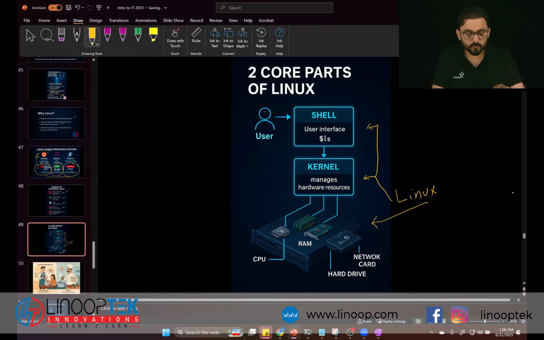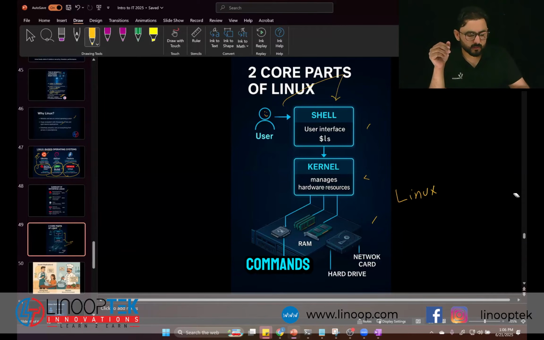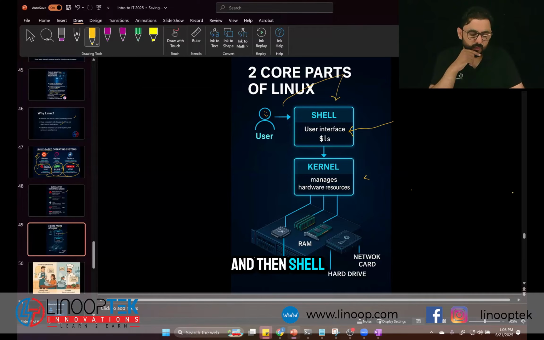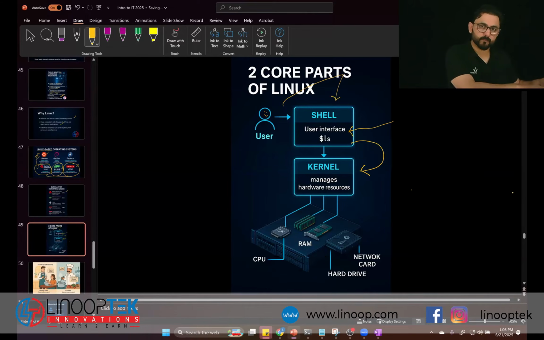You, as a regular user, will always interact with the shell. That black screen that you see is a shell. That's how you interact with the Linux operating system. You will type your commands in the shell, and then the shell will send your command to the kernel. Kernel is under the hood.